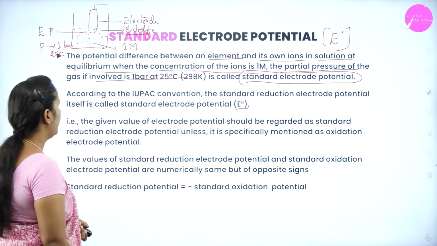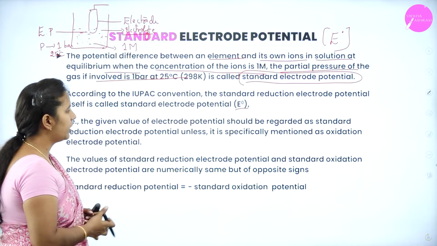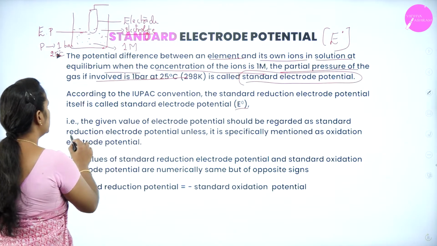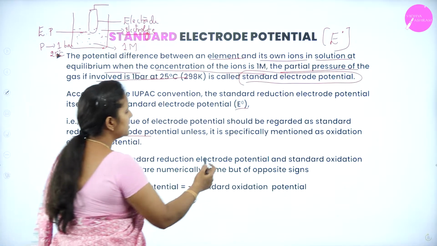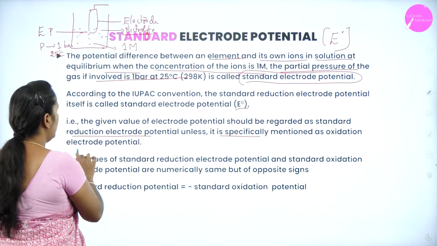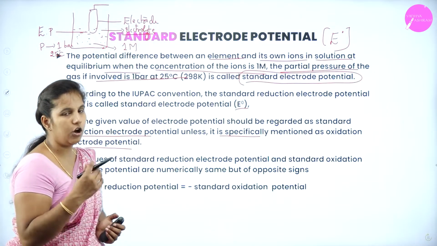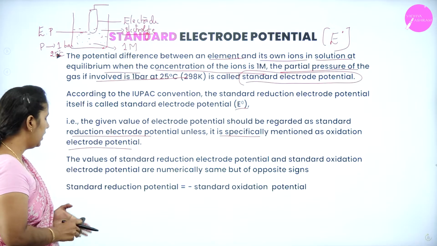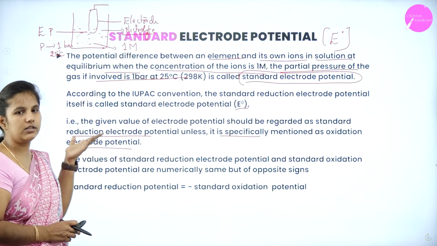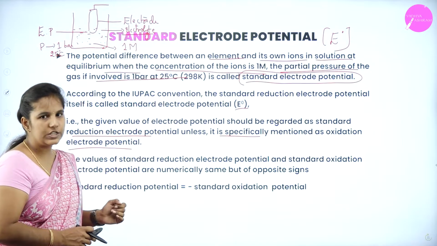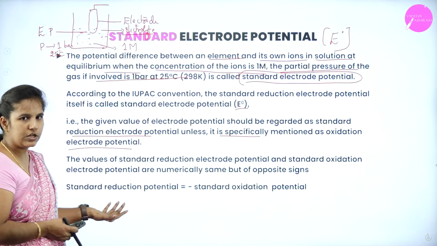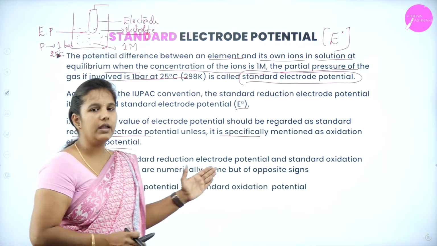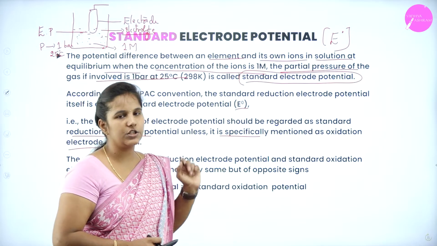Understood? Then, the value of this electrode potential should be considered as a standard reduction potential, unless it is specifically mentioned as an oxidation potential or oxidation electrode potential. Suppose you consider one as a reduction reaction and the other as an oxidation reaction, we have a relationship: the standard reduction potential is equal to minus the standard oxidation potential.